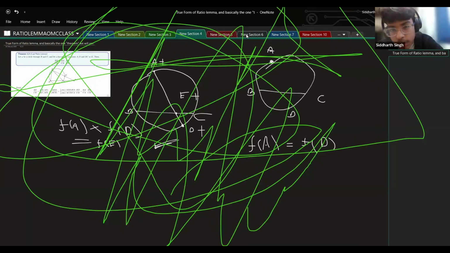Can anyone remove the annotations? How do we remove the annotations? Okay, nice.